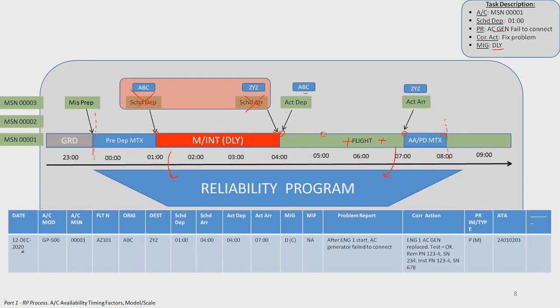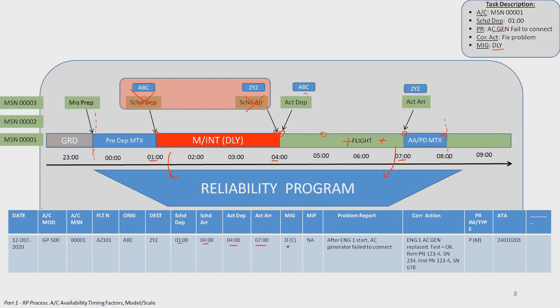Failed December 2020, aircraft model GP500, aircraft serial number 0001, flight number AZ101, origin or departure airport ABC, destination or arrival airport ZYZ, scheduled departure 1 o'clock in the morning, scheduled arrival 4 o'clock in the morning. So it's as per our model, right? Example: actual departure 4 o'clock in the morning, actual arrival 7 o'clock in the morning.